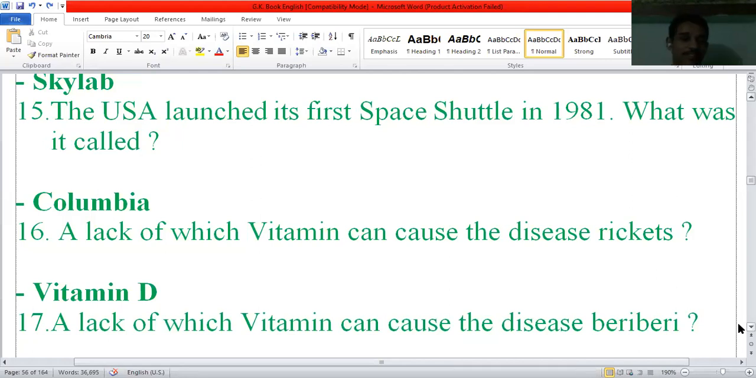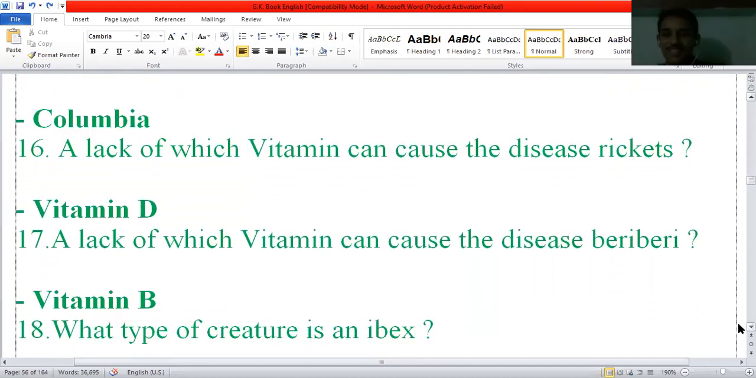Congratulations, both of you. And question number 17 goes to Sobika Chetri. A lack of which vitamin can cause the disease beriberi? Vitamin B. Exactly, vitamin B. Sobika Chetri has a good answer. What's your answer? Vitamin B1. Barsha Kesi also gave the same answer, vitamin B1, exactly right. Congratulations to both.